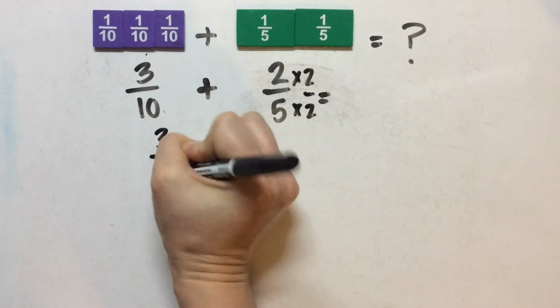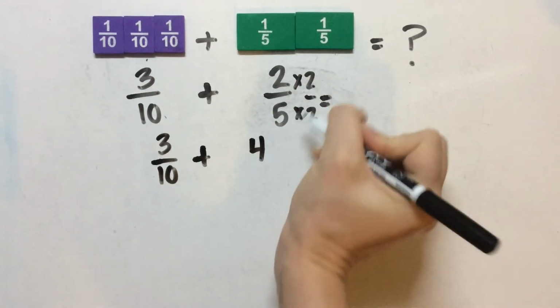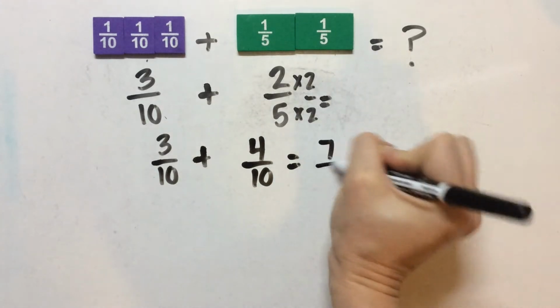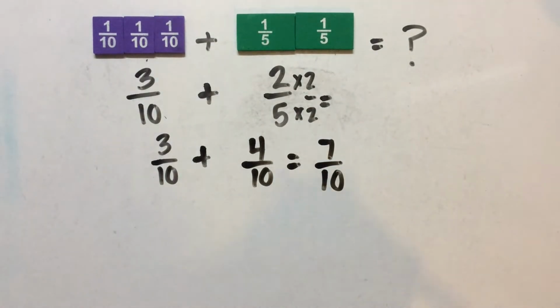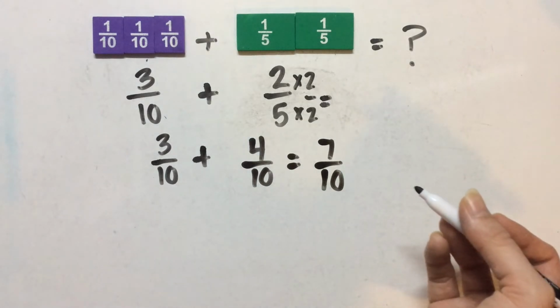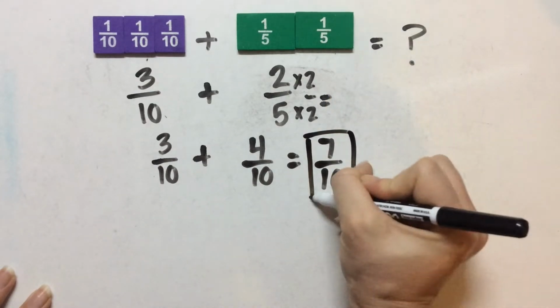Now I have 3/10 plus 2 times 2 is 4, and 5 times 2 is 10, plus 4/10 equals 7/10. 7/10 is in simplest form because 7 is a prime number. So 7/10 is our answer.